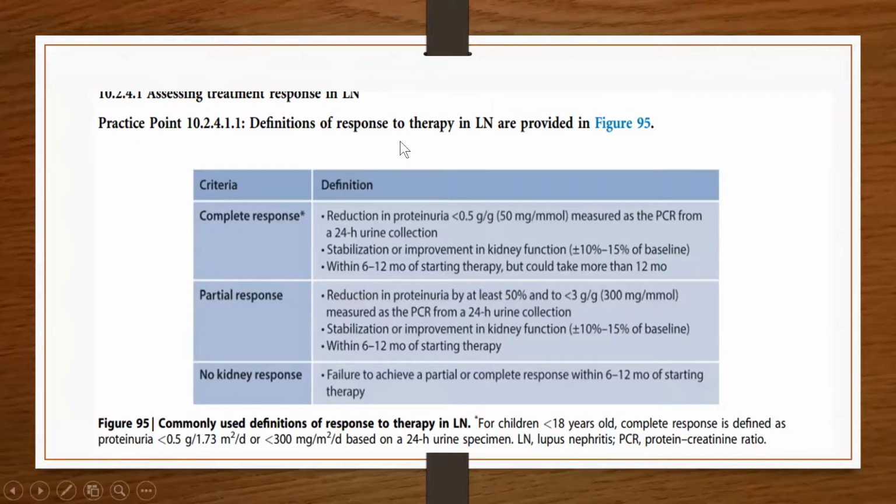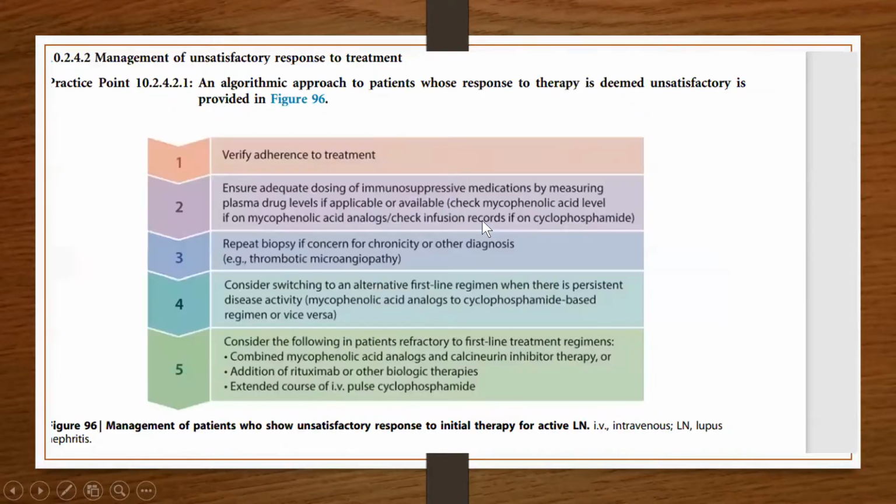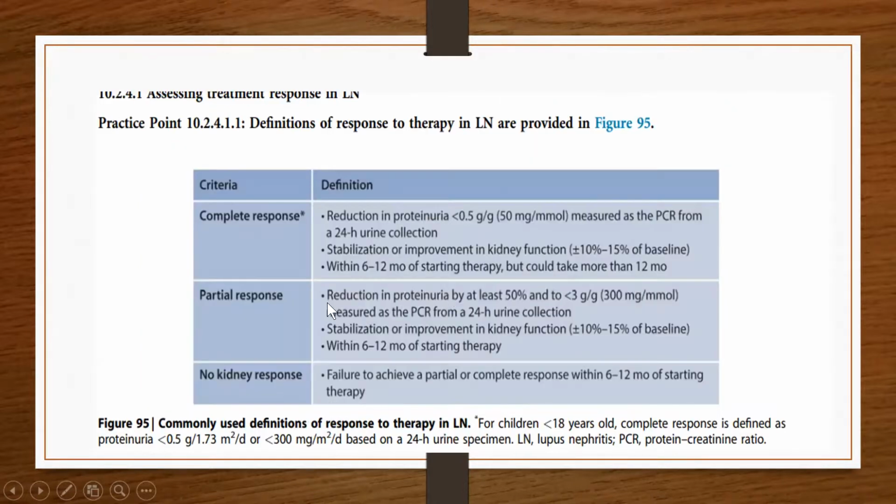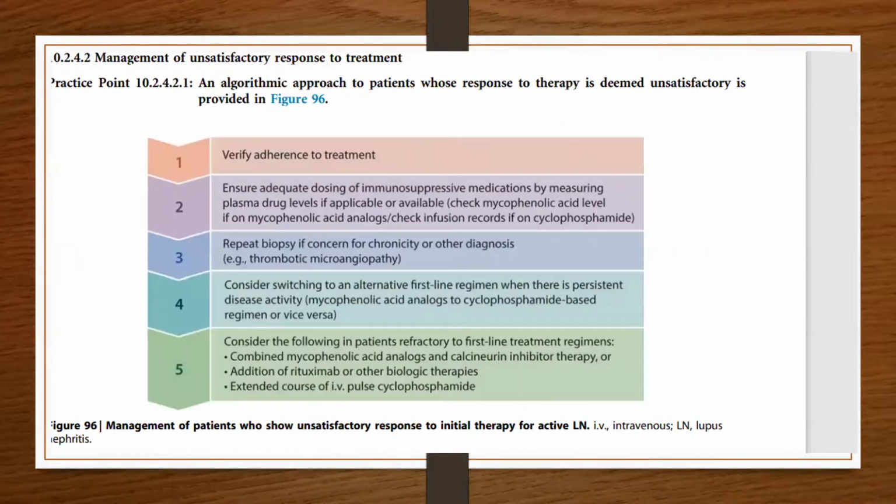This is the definition we use to see the response. Complete response means reduction in proteinuria to less than 0.5 gram, and partial response means at least 50% reduction, and also less than 3 grams. So 50% reduction, and the proteinuria after reduction has to be less than 3 gram. That is partial response.